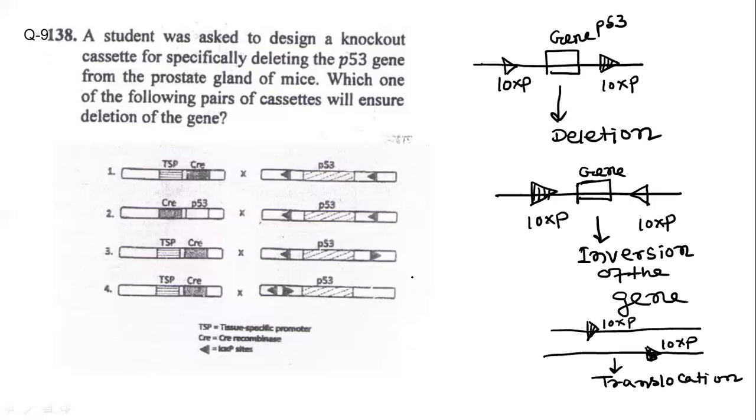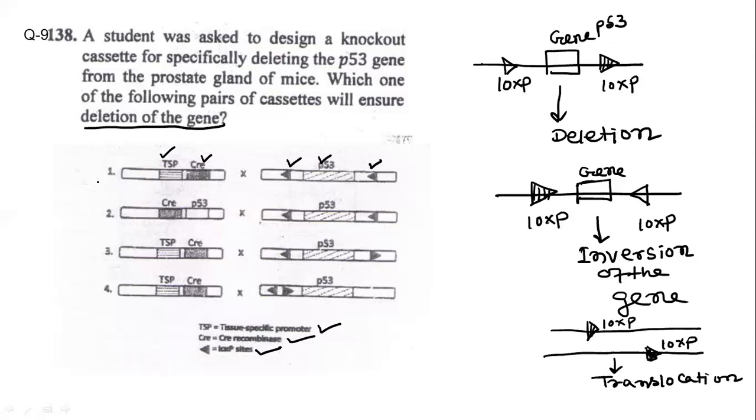Now here, which pair of cassette will ensure deletion of the gene? You have to delete the gene. Here you need Cre and TSP. Cre stands for Cre recombinase and TSP stands for tissue specific promoter, and these are the LoxP sites. Look at the first option. The LoxP sites are in the same direction, and this is the P53 gene you want to delete. Cre recombinase is necessary, and it is placed under a tissue specific promoter.